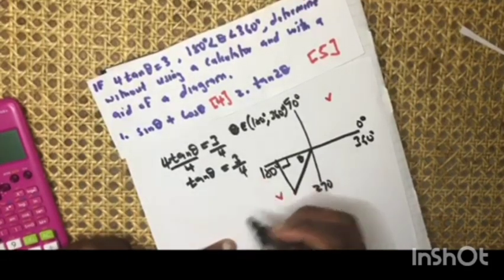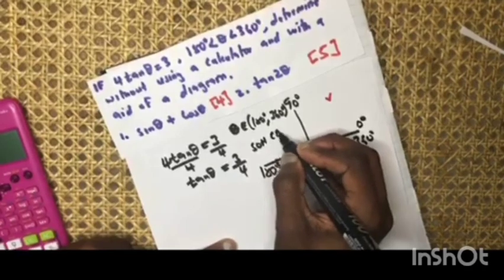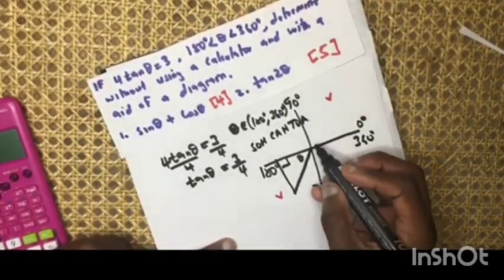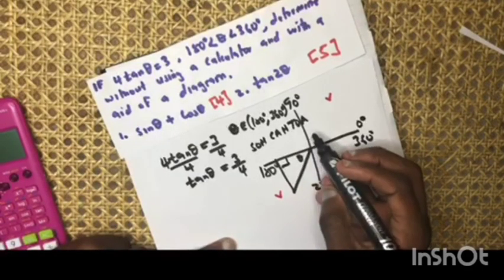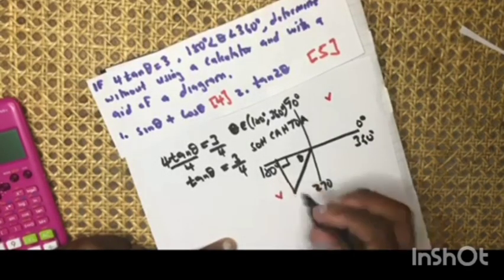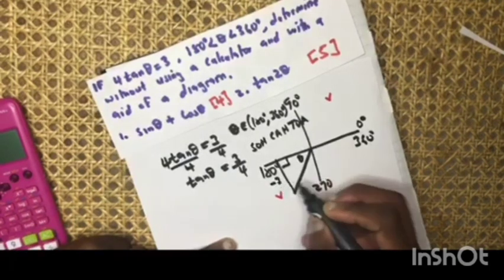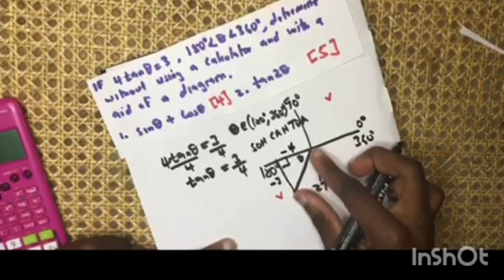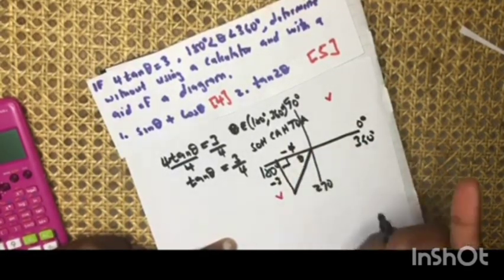So tan is opposite over adjacent. If I apply SOH CAH TOA, so your opposite, it's what? So your opposite, this one, guys. So your opposite here is going to be minus 3. Your adjacent is going to be negative 4. Then you want to find this one using Pythagoras, because a negative divided by negative will also give us a positive.